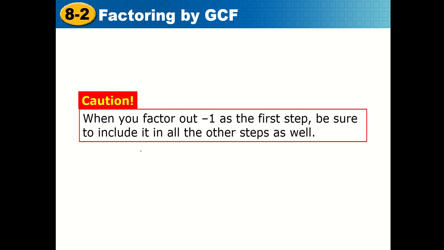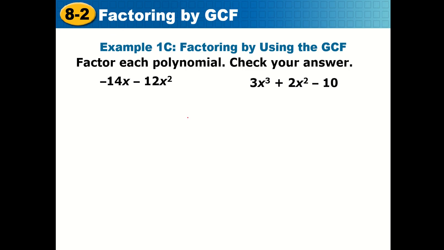Okay, so there will be a possibility that we will factor out -1 as the first step. So you do need to make sure that we leave -1 in there. Just like in the other ones, we kept the 2 and the 4x. That's because -1 is still a number. So if we factor anything out, it still needs to stay in there.